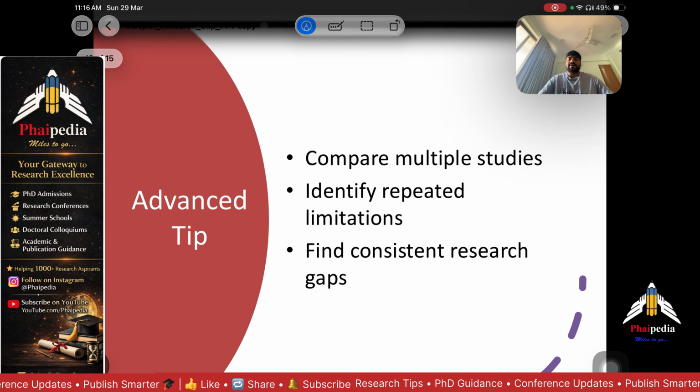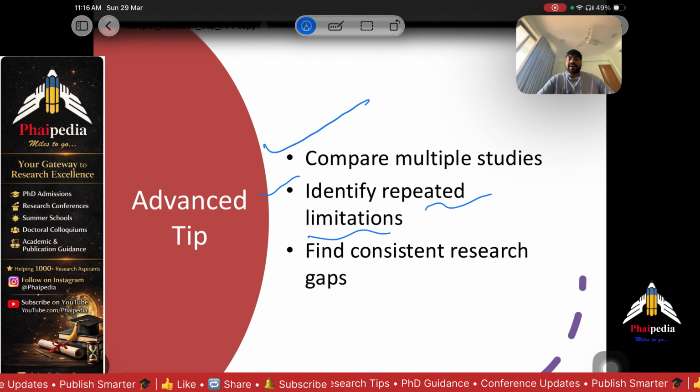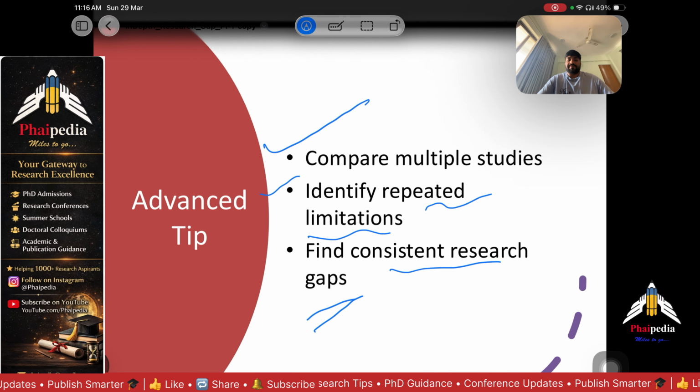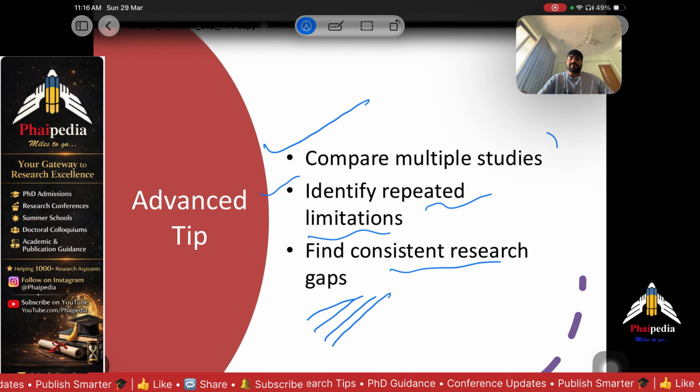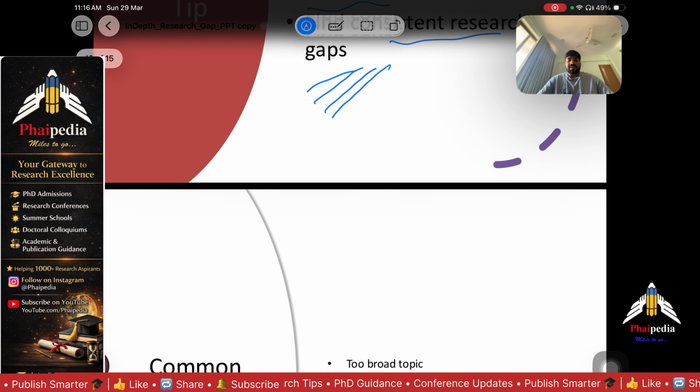So an advanced tip is to compare multiple studies, identify repeated limitations, and find a consistent research gap. Multiple studies are very good for better publication.